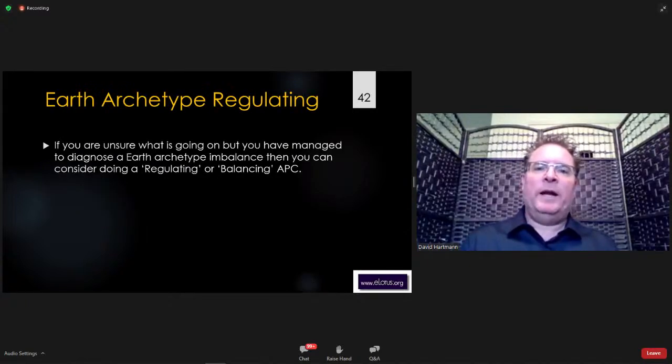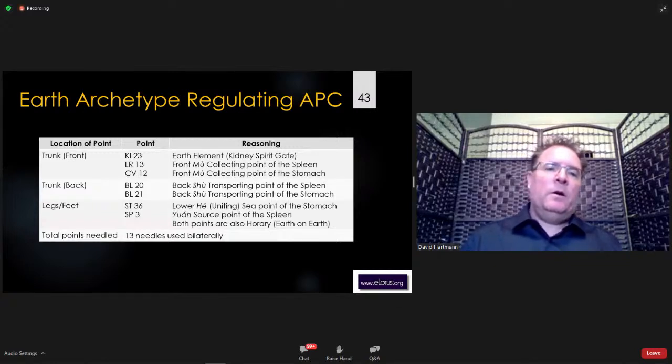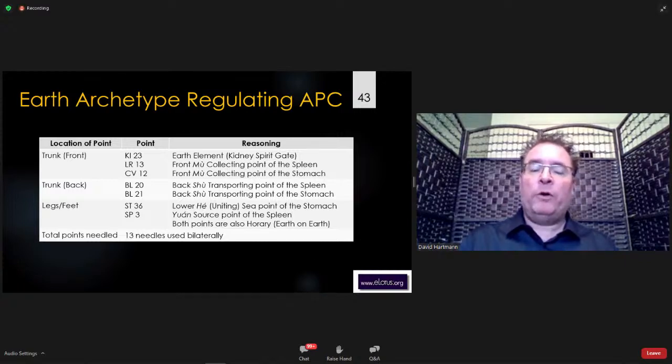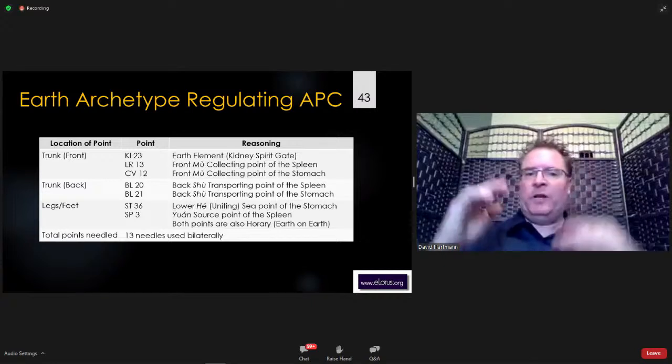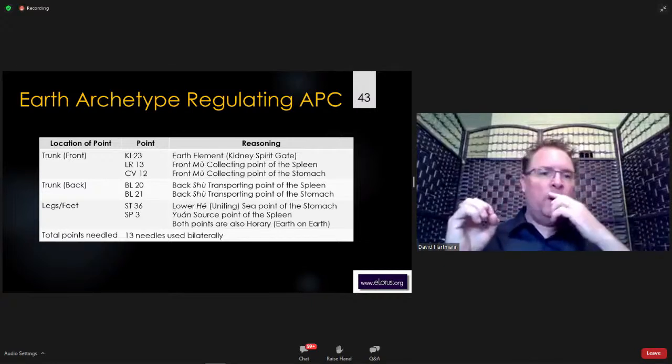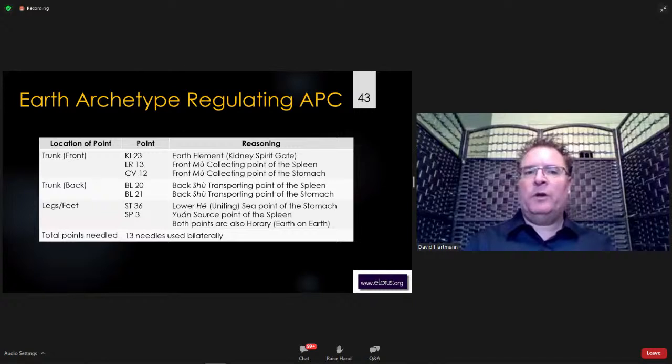What about regulating? So I've got a few of the points from the last couple. Earth element, kidney spirit gate point, the orrery points, front mu, back shu. We've got all those points designed around balancing everything out. And it's balancing out as well because we've got a sensible scattering of needles, lots of connections.